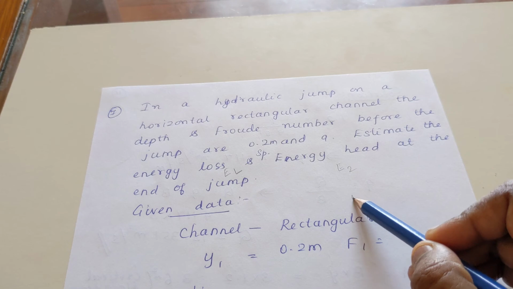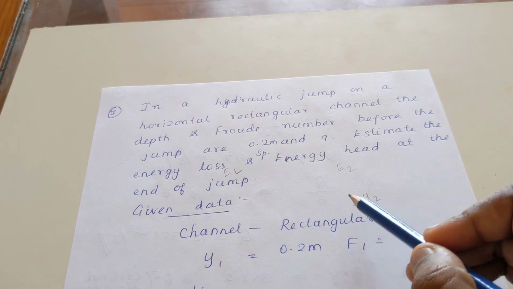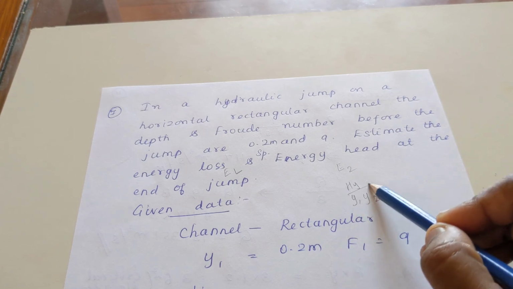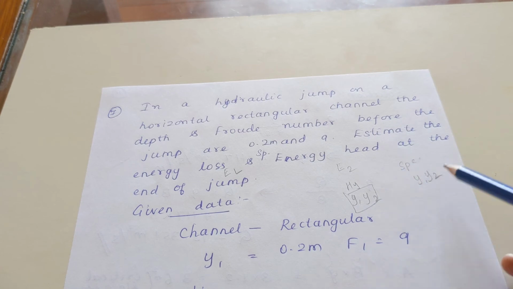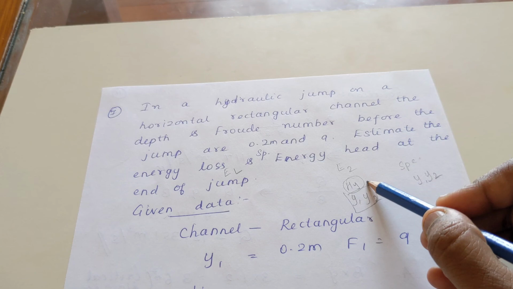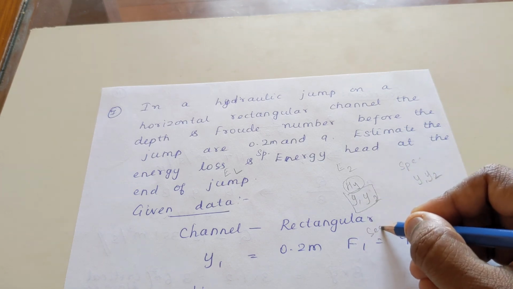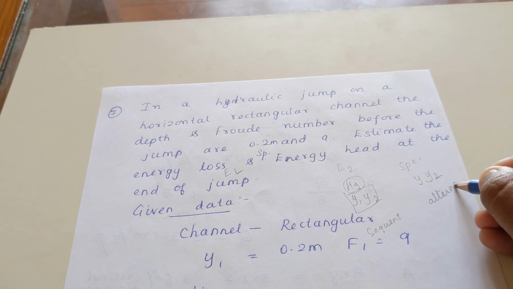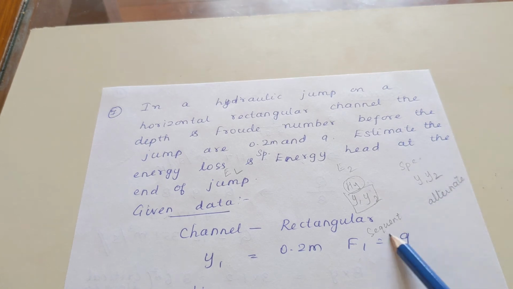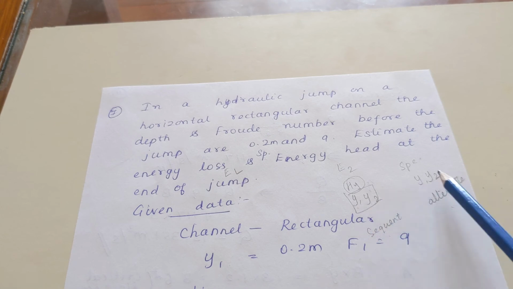So again I am telling, we know y1 and y2. In hydraulic jump also y1 and y2. In the specific energy equation also, y1 and y2 are there. In hydraulic jump, its name is sequent depth. Here it is alternate depth. You have to be very clear about sequent depth and alternate depth. Both of them have the notation y1 and y2.